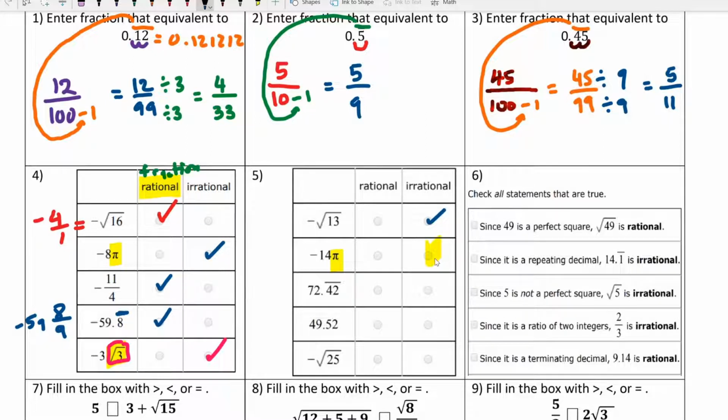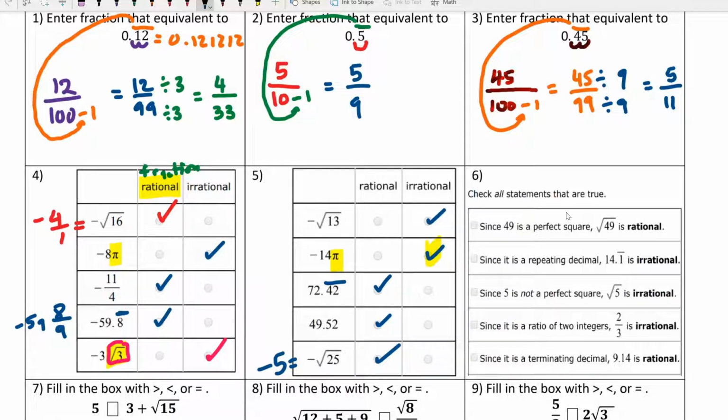Okay, next one, 72.42 with the repeating bar means that you can write it as a fraction. It is rational. 49.52 can also be written as a fraction, so it's rational. The square root of 25, which is 5, and the negative square root of 25 is negative 5. That is negative 5 over 1. It is a rational number.